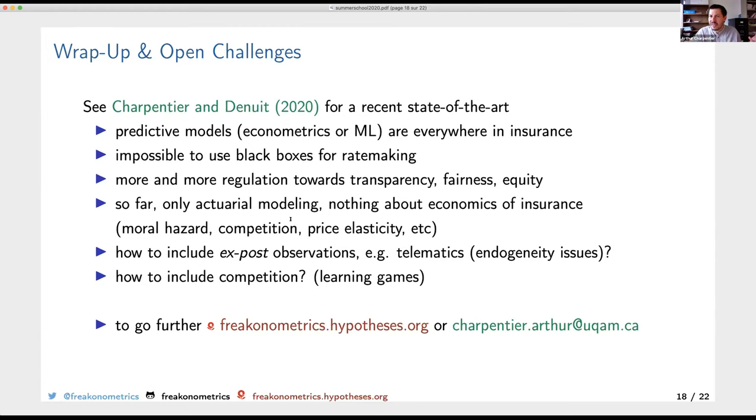And this is something that is also new if you use econometric techniques, but also in machine learning. In machine learning, they have a strong experience in learning games, but it should be designed in the context of insurance. So I'm going to end here.